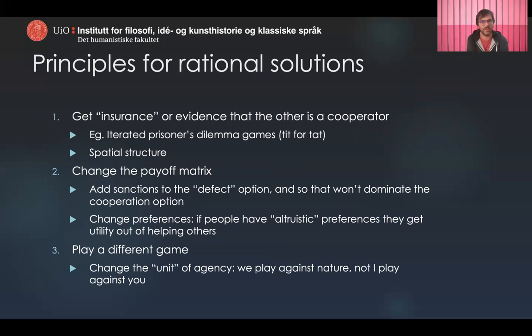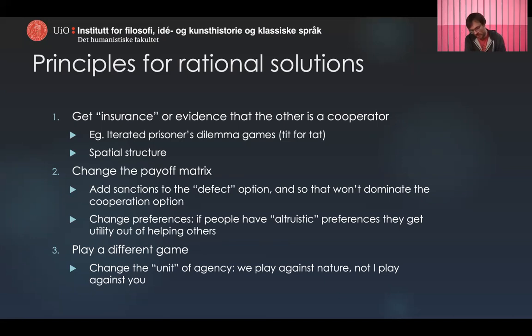Well, I'll talk through them. One is, note that the problem arises because I do not know whether the other person will collaborate or defect. If I had some kind of insurance or evidence that the other person is going to be a collaborator, someone who's going to collaborate on this interaction, then I can use that.